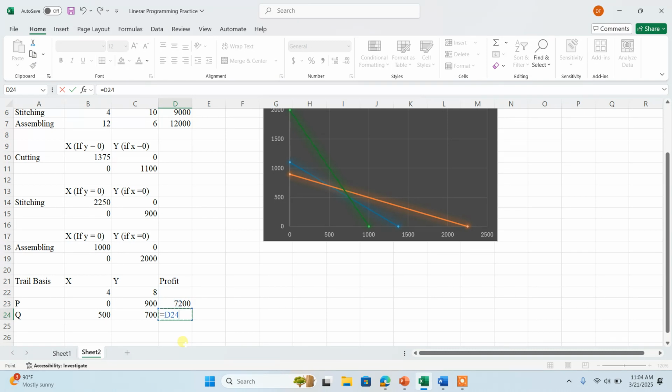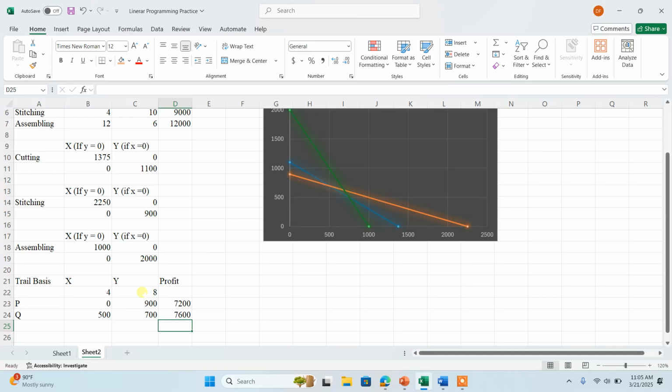So if I produce 500 of the X and 1 unit is giving me 4, so I can earn from X and from Y. I can produce these 700 units. This is the maximum combination, one of the options.